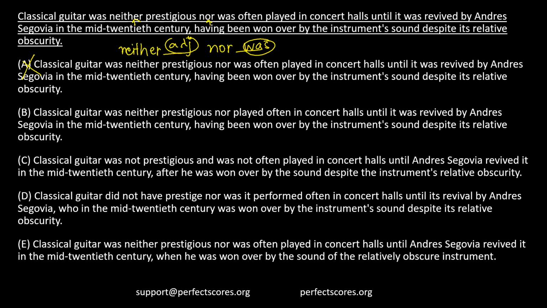So if you go very quickly through all of these, was neither prestigious nor played often. They kind of match. It was neither prestigious nor played often. Was not prestigious, not often played. It's fine. Did not have prestige. Neither prestigious nor was often played. Okay, so because of the same error, that one is also gone. Now let's read the remaining sentence.